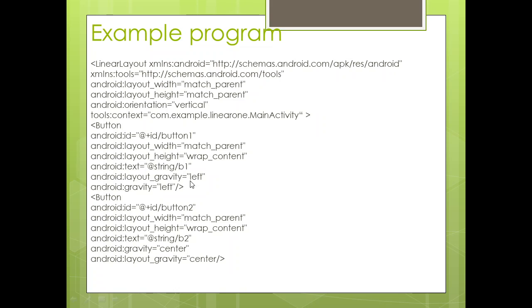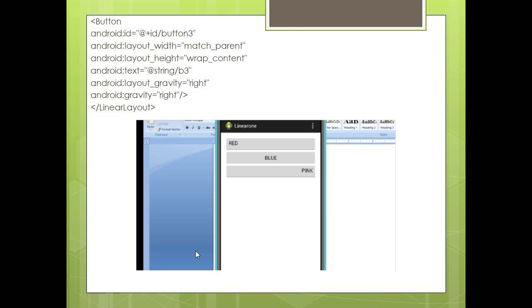Android layout underscore gravity is equal to left. Android gravity is equal to left, and I am placing the content of the button at the left, and I am placing another button's content in the center, and I am creating one more button whose content would be at the right. You can watch this: the buttons are in wrap content.